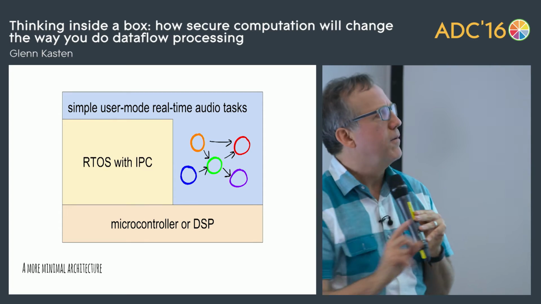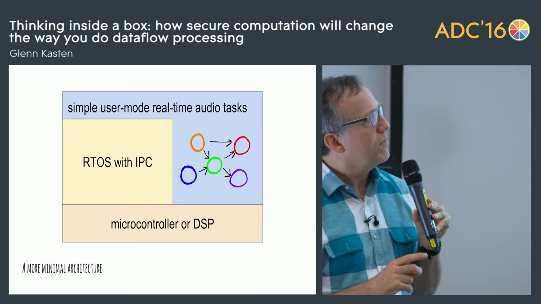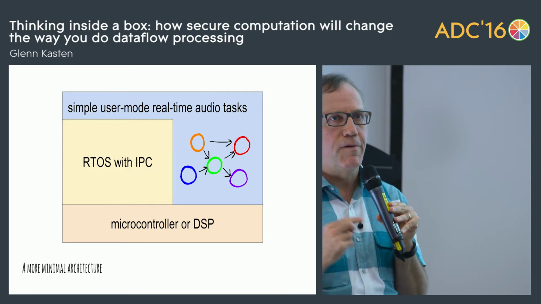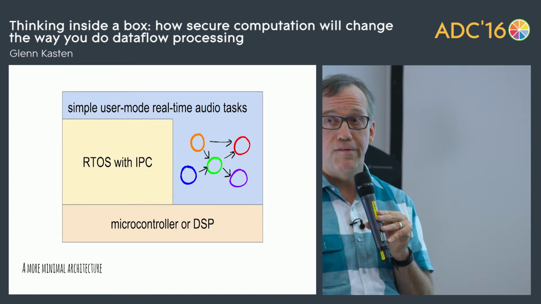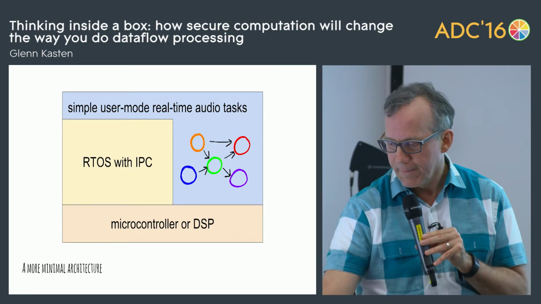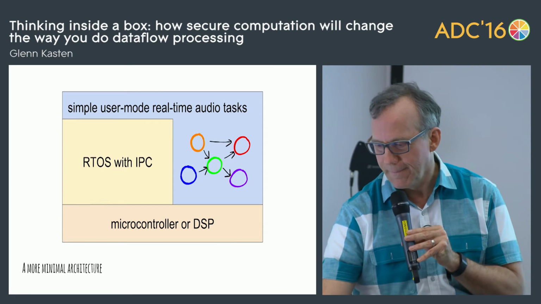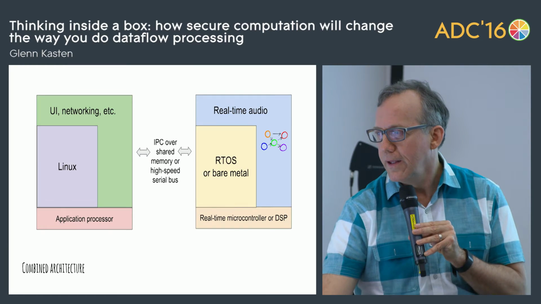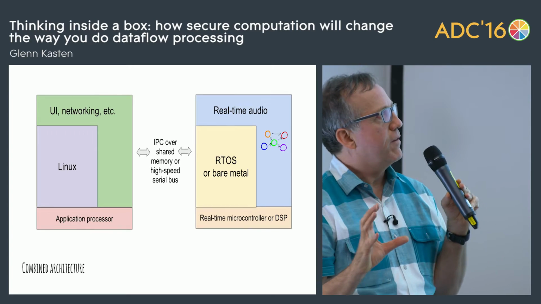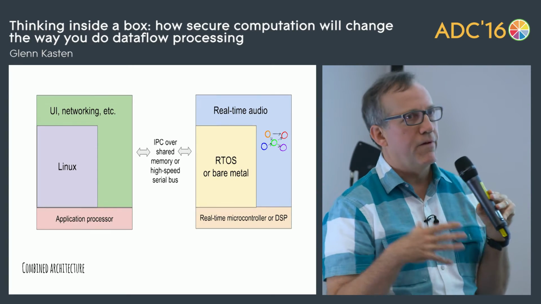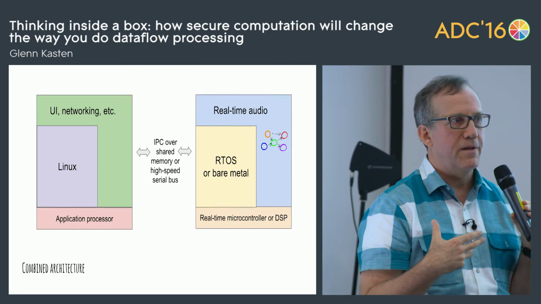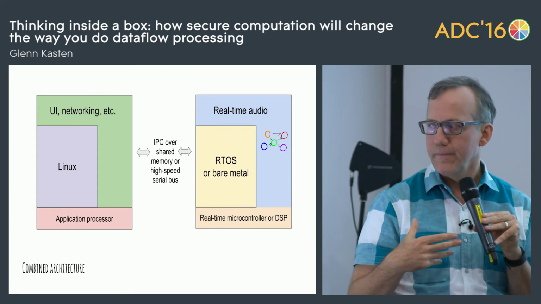And the key thing, though, is that our RTOS or bare operating system has to have inter-process communication, because we still need the rest of our application. We still need the GUI and everything related to that. We still need USB, etc. These two worlds have to talk to each other over either shared memory or some sort of high-speed serial bus. I believe in the Bela case, they did use shared memory.